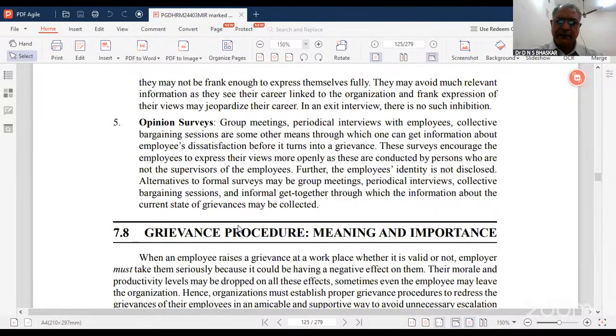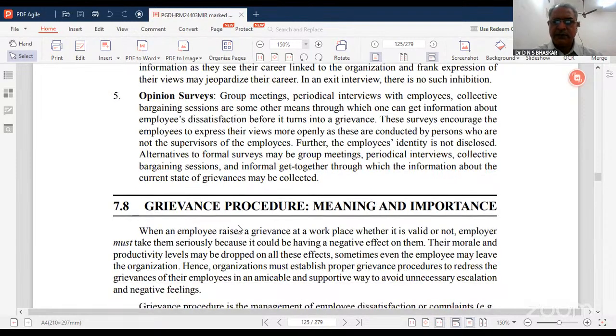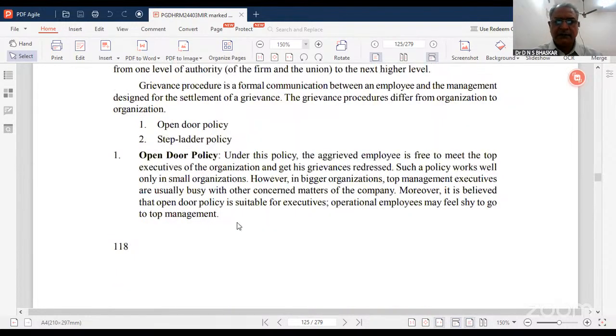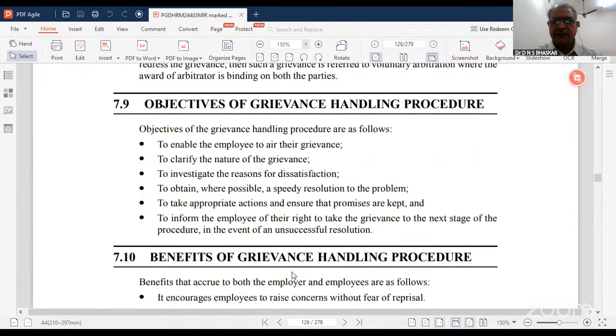And last one, opinion surveys are also a better way to understand the grievance point. And grievance procedure and all, these are aspects we have already covered. The objectives of the grievance handling procedure are very important. What are the objectives of the grievance handling mechanism, or how are you handling particular grievances? To enable the employees to air their grievances.